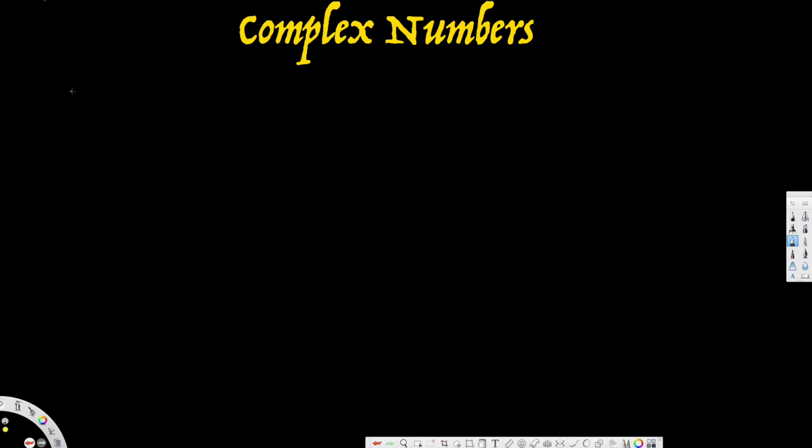Okay, let's go. Complex numbers always come with a real number and an imaginary number. A is a real number and bi, whatever the number that comes with i, is an imaginary number. Now for example, let's see how we can locate this one in a graph. Let's say this is our graph and we have some points on it.